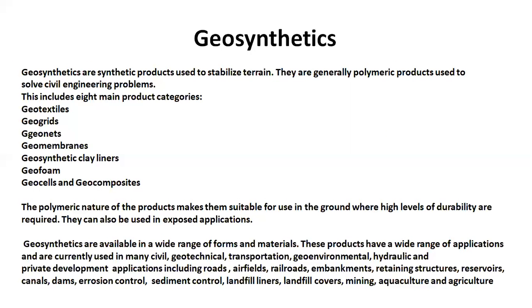Students, geosynthetics are synthetic products used to stabilize terrain. They are generally polymeric products used to solve civil engineering problems. There are eight main product categories. First is geotextiles, geogrids, geonets, and geomembranes, geosynthetic clay liners, and second last is geofoam, and last are geocells and geocomposites.